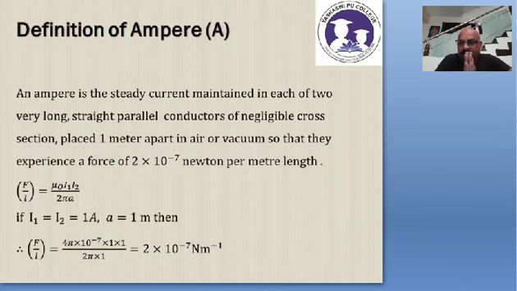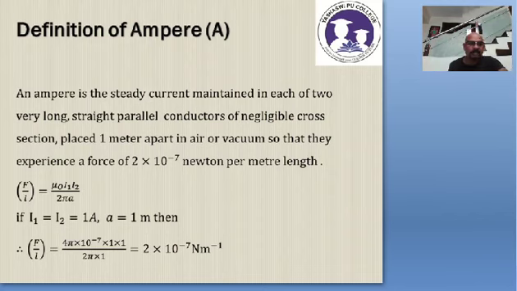So define current, define ampere will be the question. If the question is asked to define ampere, 1 ampere is that current flowing through two identical long straight parallel conductors separated by a distance of 1 meter, which experience a force per unit length of 2 into 10 to the power minus 7 Newton per meter. This is the definition of ampere.